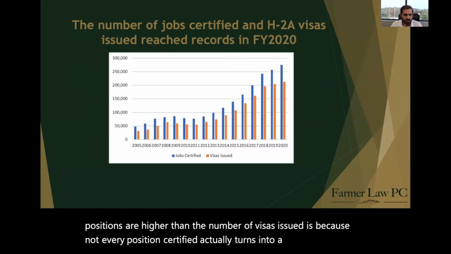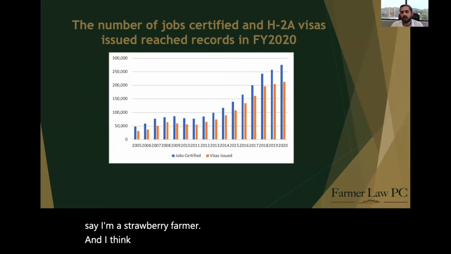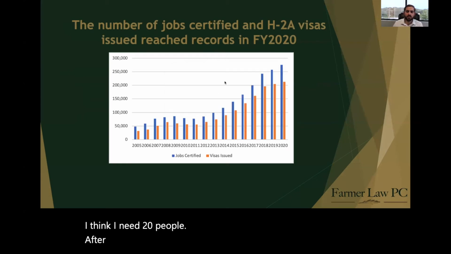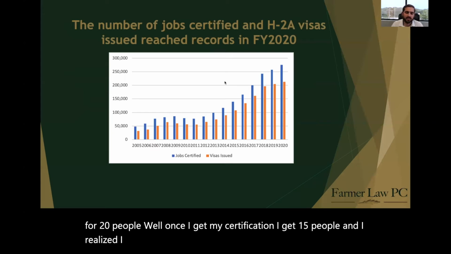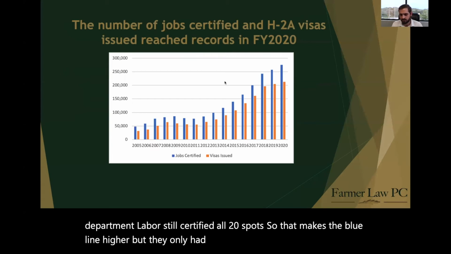Let's say I'm a strawberry farmer and I think I need 20 people. So the Department of Labor certifies me for 20 people. Well, once I get my certification, I get 15 people and I realize I didn't actually need those other 5. Dang it. The Department of Labor still certified all 20 spots. So that makes the blue line higher, but we only had 15 visas issued. So that's why the orange line is lower.